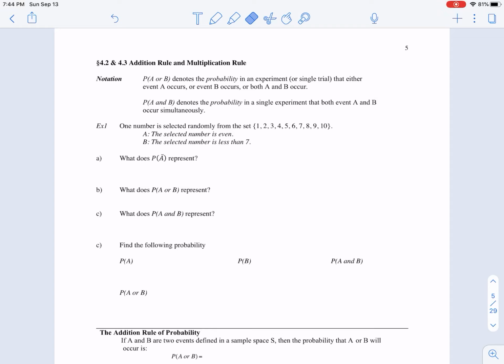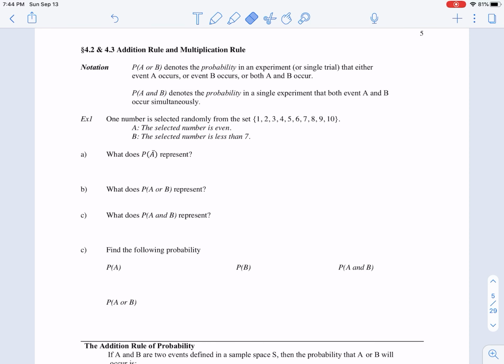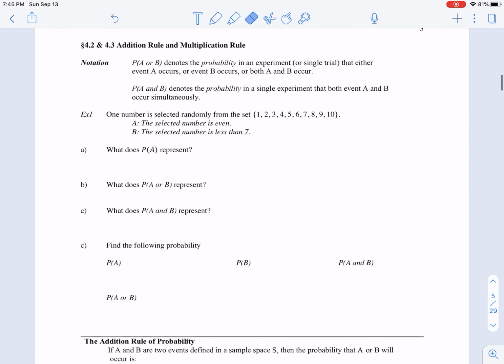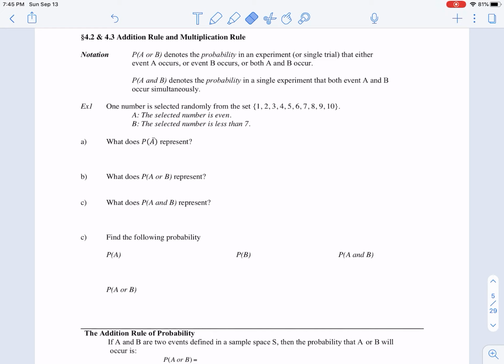In this video, we're going to discuss further the rules of probability. We're going to try and combine both lessons 4.2 and 4.3 in the next couple of videos. For the addition rule, we have these notations, and we're going to try and get familiar with the notation first, and then we move on to the multiplication rule of probability.